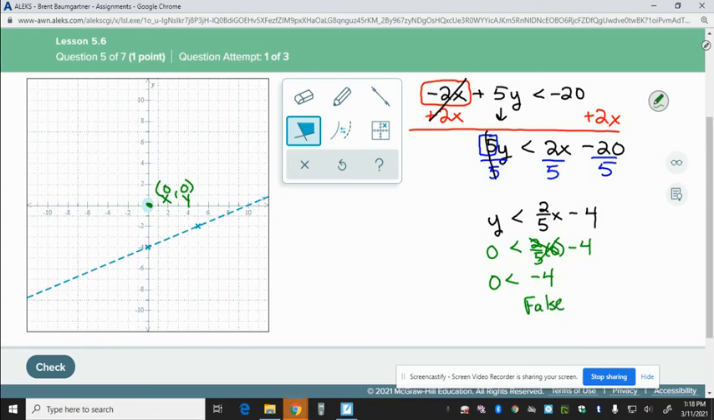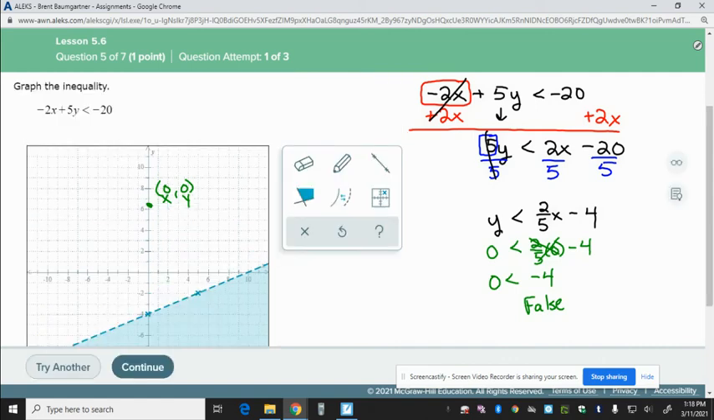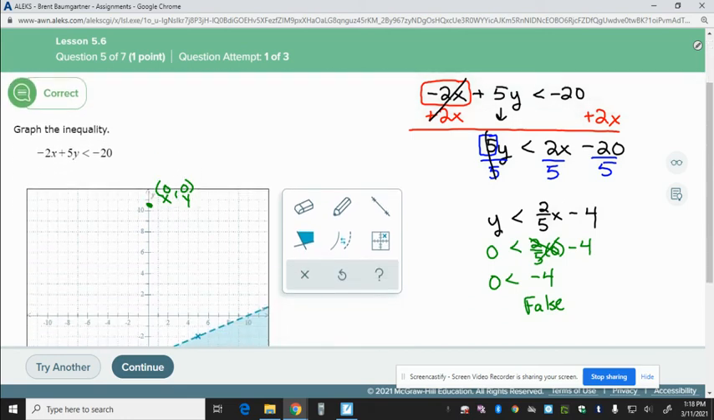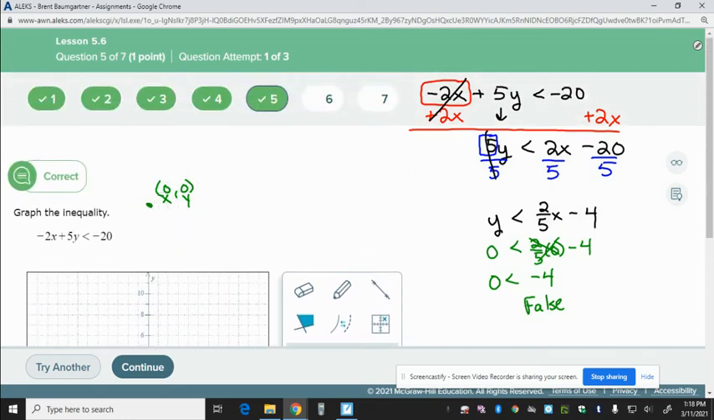So in this case, my test point is actually not in the solution region. So when I shade, I'm going to shade on the other side actually. And there's my answer. All the points, but not including that dotted line in the shaded region, are answers to this. Now I'm going to click on the check button. And I'm going to see that we are all good to go there. All right, let's go on to question number 6.